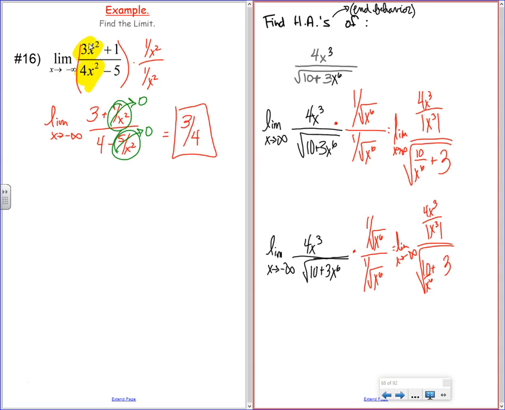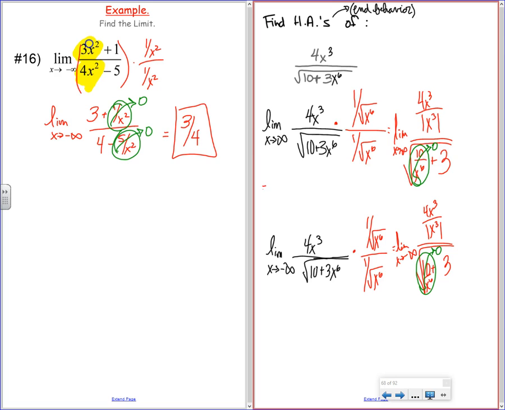Here's where it gets a little funny. Joe, coming back to you. What can I make go to 0 right now? Anything else? What do you guys think? Can anything else go to 0? I don't have any other constants over variables. I have 4x cubed over the absolute value of x cubed. So where does this leave us?